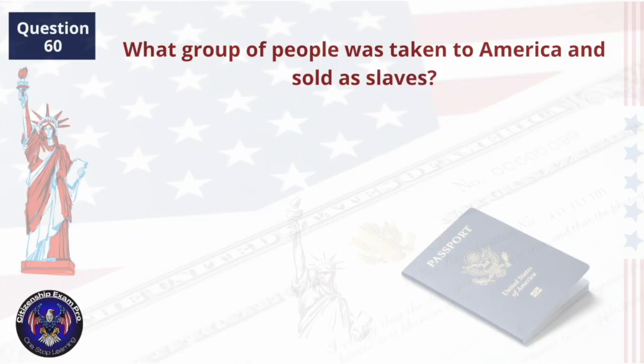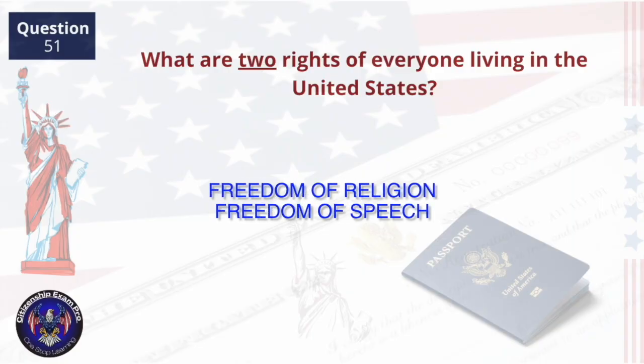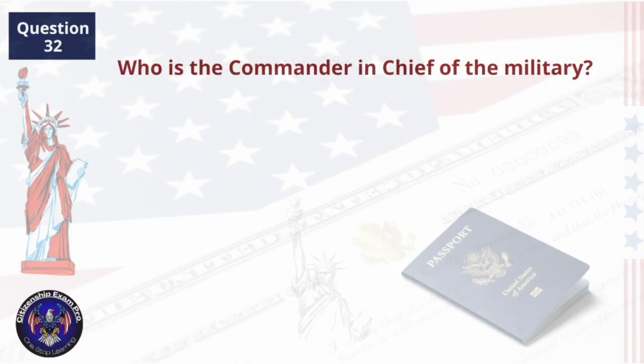What group of people was taken to America and sold as slaves? Africans. What are two rights of everyone living in the United States? Freedom of religion. Freedom of speech. Who is the commander-in-chief of the military? The President.